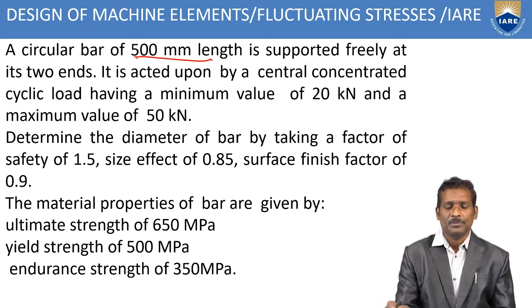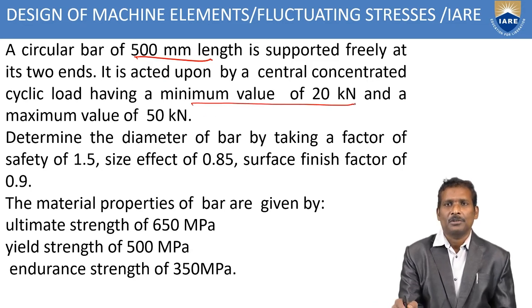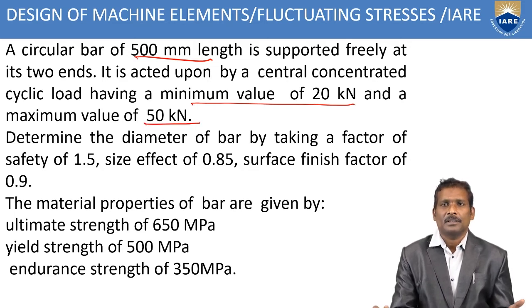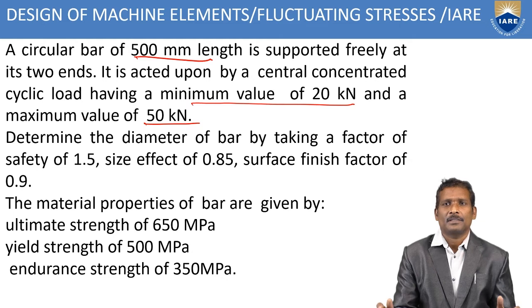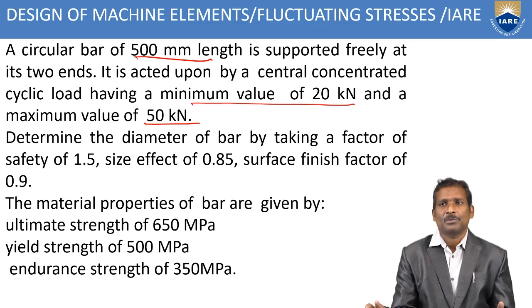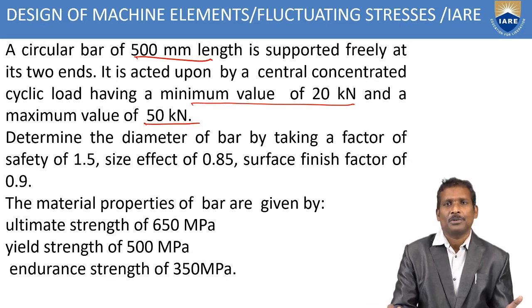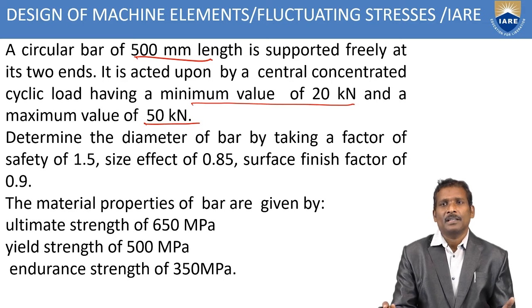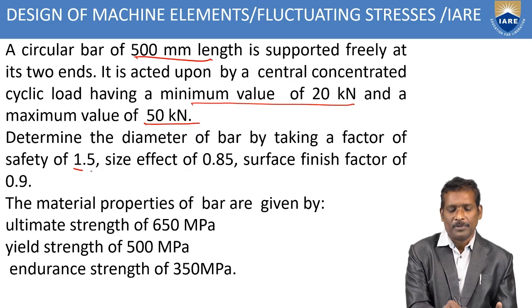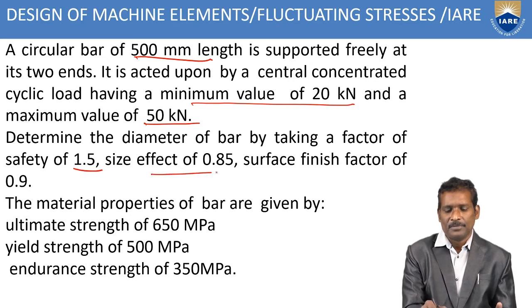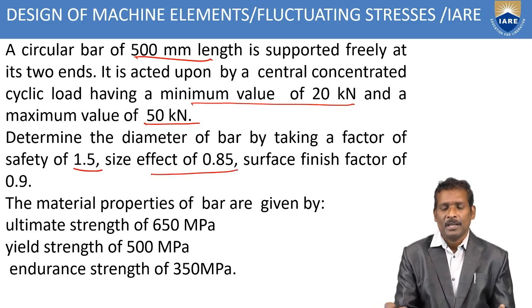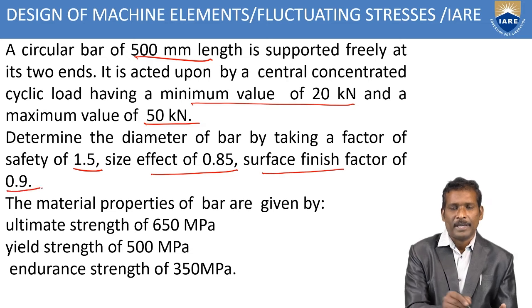So what is that value? The minimum value is 20 kilonewtons and the maximum value is 50 kilonewtons. So here also the load varies from minimum 20 kilonewtons to maximum 50 kilonewtons. Determine the diameter of the bar by taking a factor of safety of 1.5, a size effect of 0.85 and a surface finish factor of 0.9.